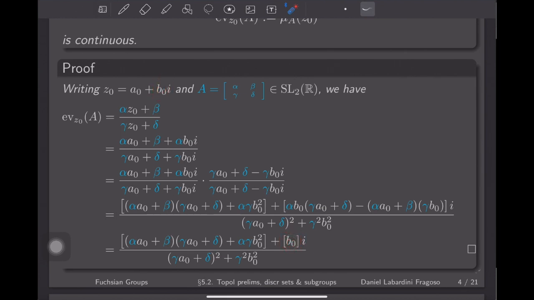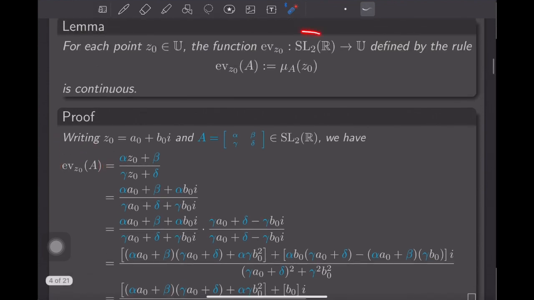And so my point is that both the real part and the imaginary part are just rational expressions in these four variables whose denominator never vanishes, right? So of course, by just basic calculus of several variables, that tells me that this is continuous, right? It would actually even be differentiable. So okay, this is indeed continuous.